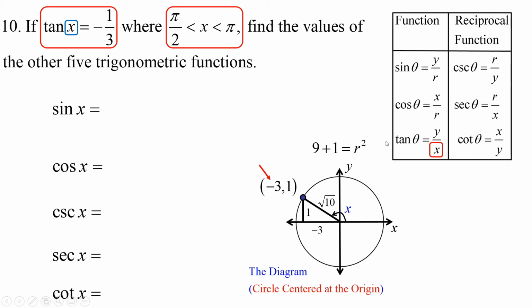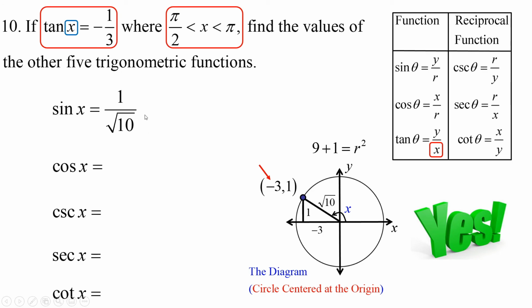Now, with that diagram, with my second quadrant right triangle labeled with dimensions, and my algebraic definitions of all 6 trig functions, I have the answer to all of these right now. So that's all I need right there. So let's go to work. So sine. Well, sine is what? Sine is y over r. And y would be, well, what's my y coordinate? It's a 1 right there, right? R, what's my radius? It's root 10.